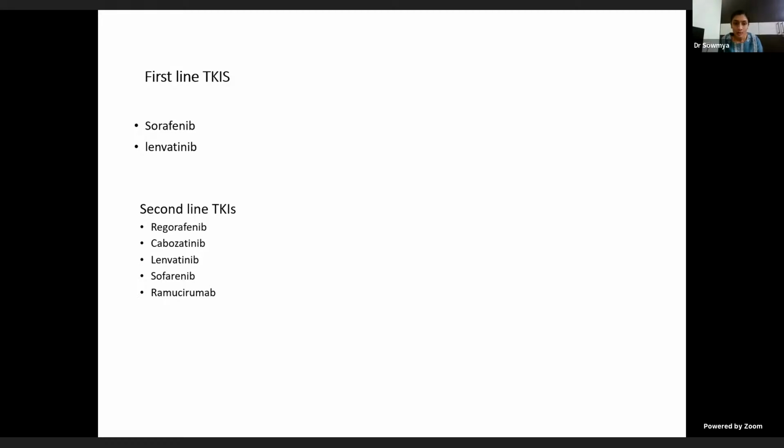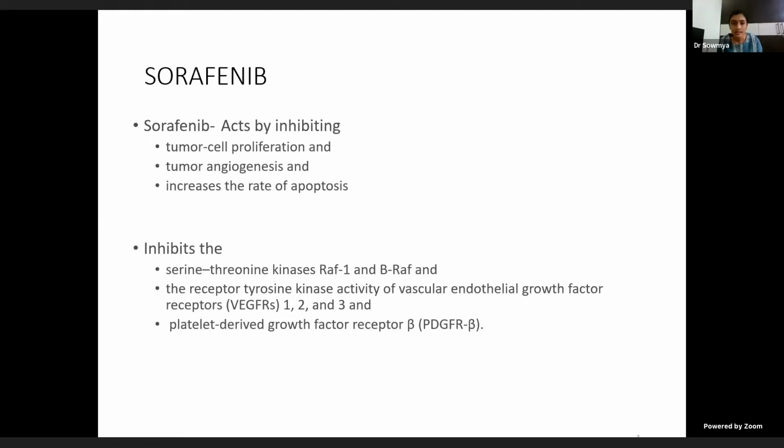The TKIs commonly used in first line therapy in HCC are sorafenib and lenvatinib. The second line TKIs are regorafenib, cabozantinib, lenvatinib, and sorafenib in patients who have already experienced immunotherapy. Sorry for putting ramucirumab there, which is a monoclonal antibody. This is coming as a second line therapy.